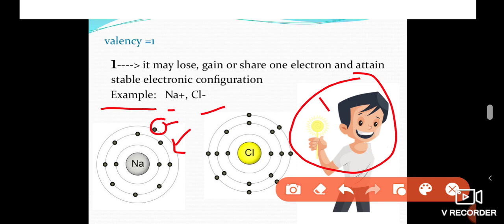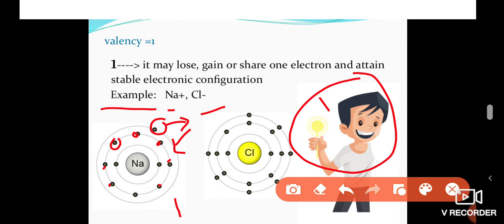If that sodium atom loses its 1 electron, it attains an 8-electron configuration, because inside this shell it contains 1, 2, 3, 4, 5, 6, 7, 8. So totally 8 electrons. If 1 electron is removed, the sodium atom attains a stable electronic configuration. So it loses its one electron. What is the valency? 1. The combining power of sodium is 1.